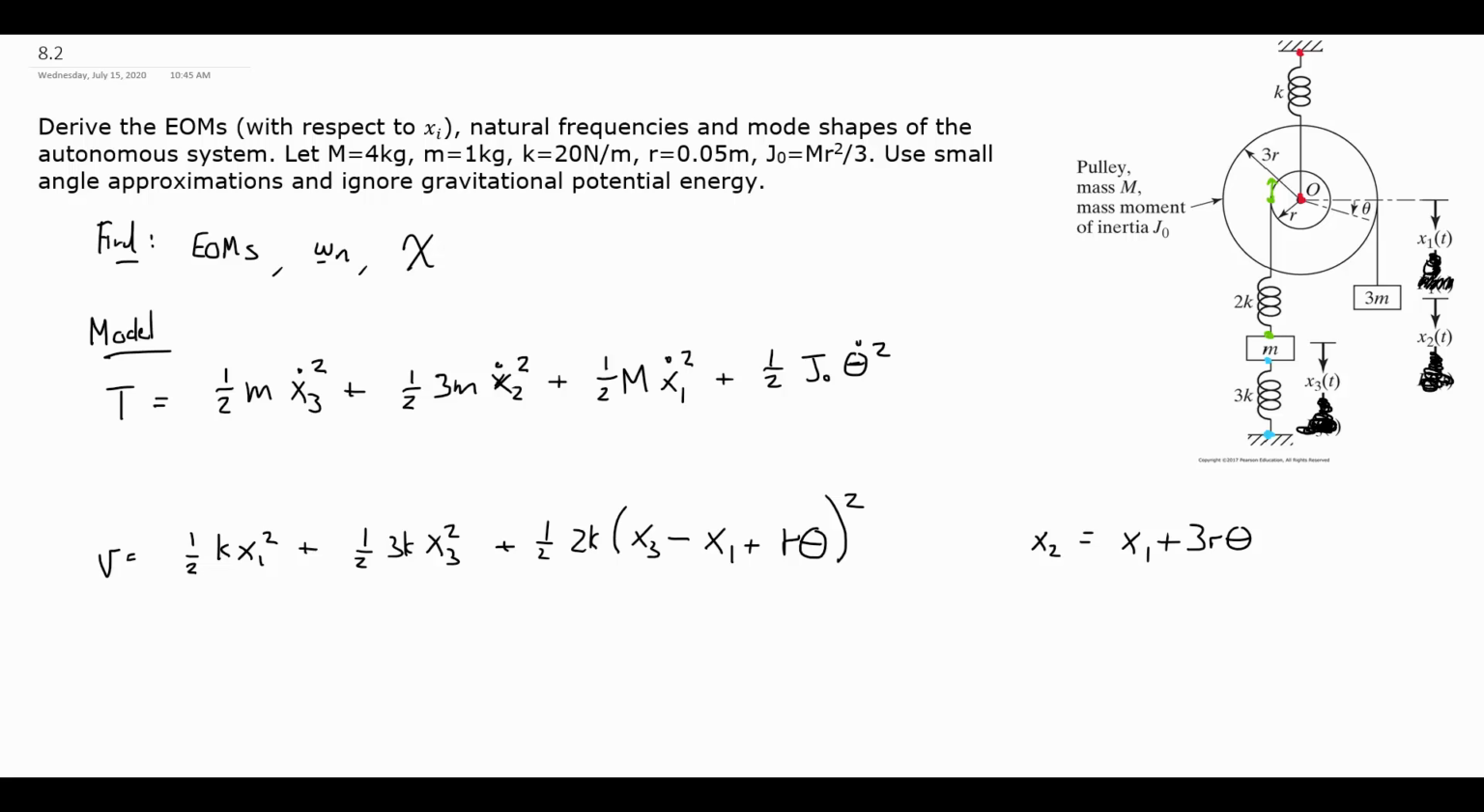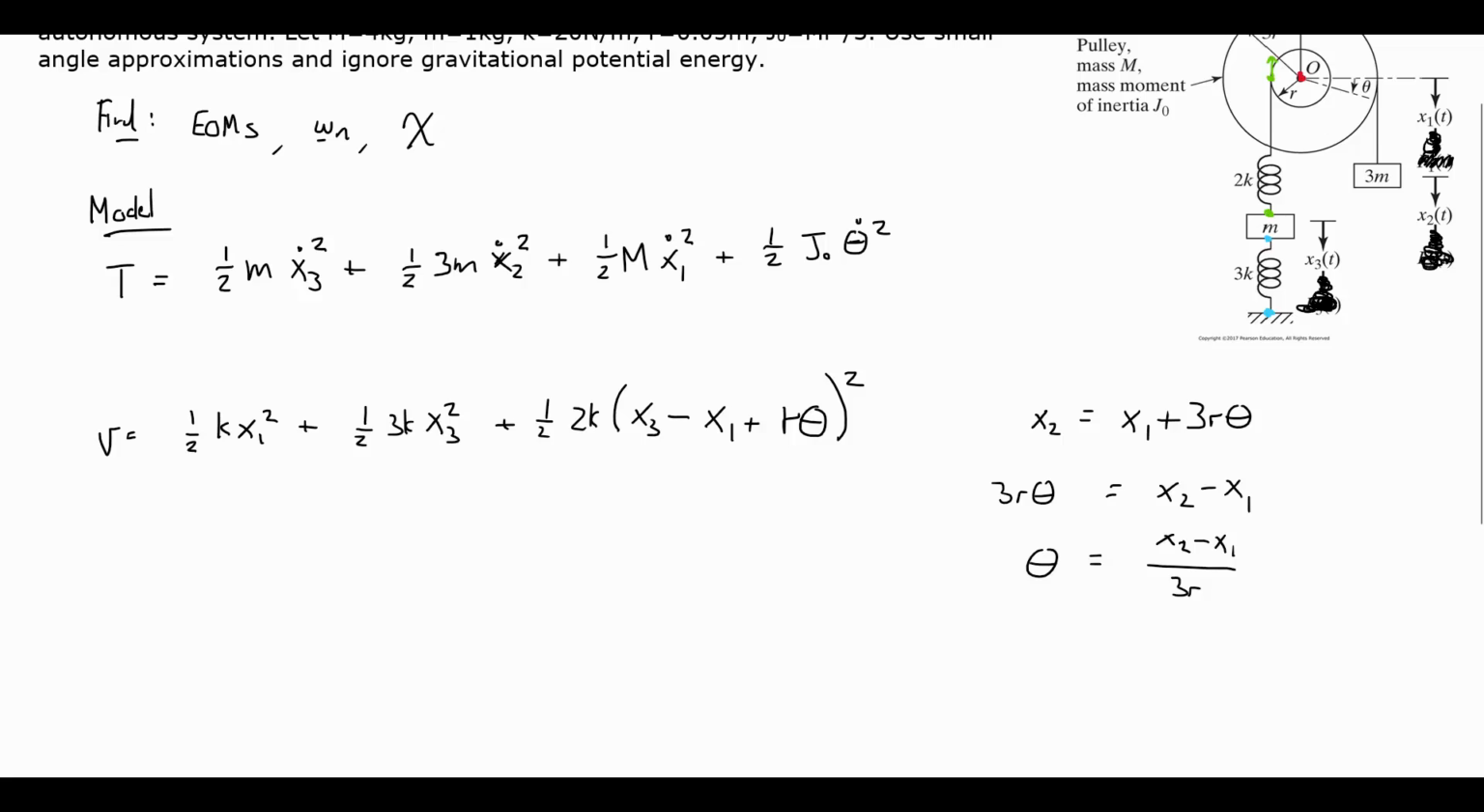But we were asked here to derive the equations of motion in terms of x1, x2, and x3, so I actually want to isolate theta. So I'm going to rearrange this and say that 3r theta is x2 minus x1, and then I can get theta by itself: theta is x2 minus x1 over 3r. And that will be the relationship between theta, x2, and x1 that I will be able to substitute. And if I take the time derivative of both sides, I will be able to substitute it in my T equation.